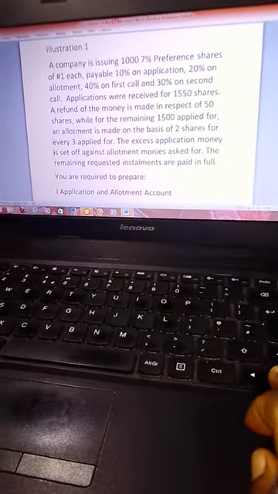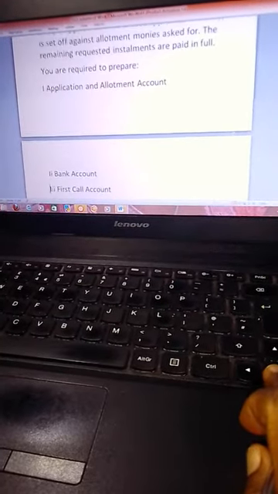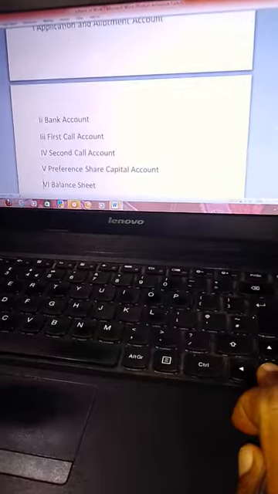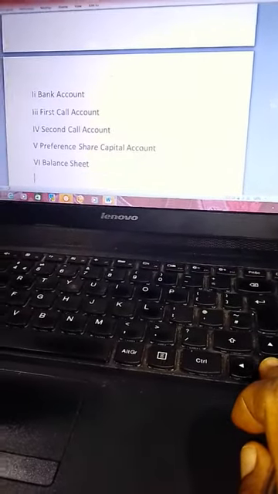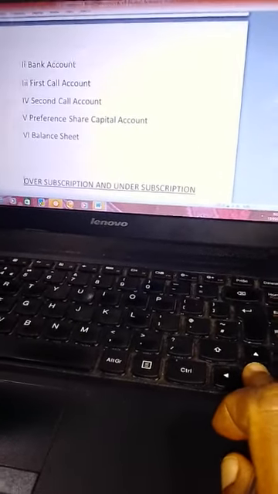You are required to prepare: 1. Application and allotment account, 2. Bank account, 3. First call account, 4. Second call account, 5. Preference share capital account, and 6. Balance sheet. Now the solution.